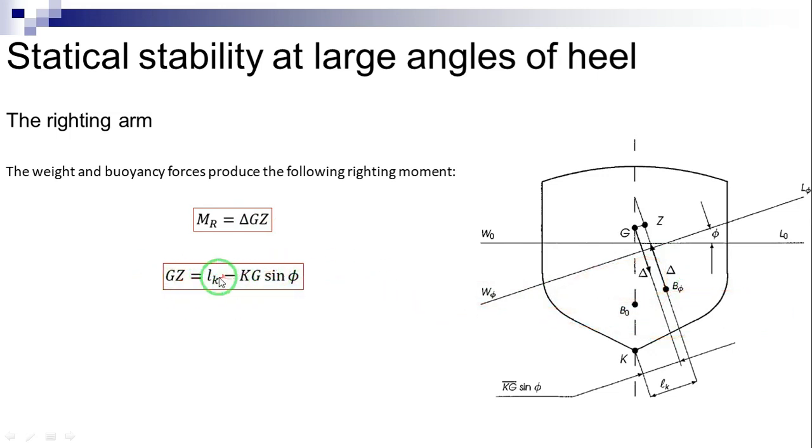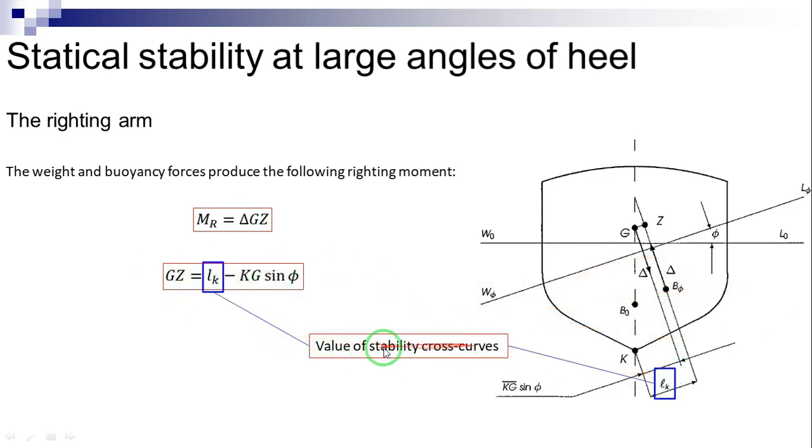The distance LK is called the value of stability cross curves. This quantity results from hydrostatic calculations based on the ship lines. It is important to note that LK is measured here from K, a point preferably chosen as the lowest keel point or the projection of the lowest keel point on the midship section. The resulting LK value is thus always positive. The relationship between the value of the stability cross curves LK and the heel angle phi is not linear and in general cannot be defined explicitly.